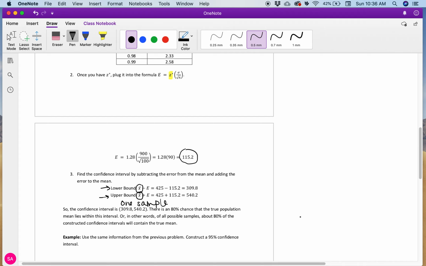So there's two different ways to think about it. You can think about it as, looking at all of the samples, 80% of all the samples will contain that true mean, or if you're looking at an individual sample, we believe that there's an 80% chance that interval contains the true mean.